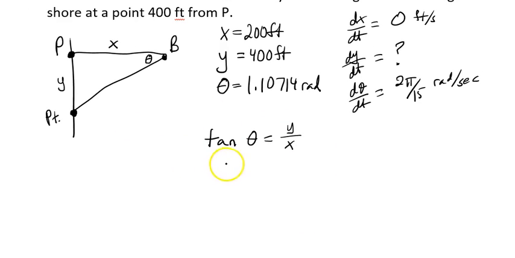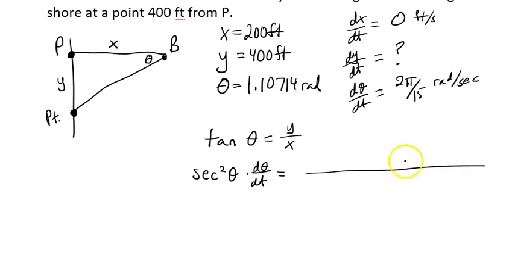So I'm going to start on the left. The derivative of tangent is secant squared. And I'm doing a chain rule, so times dθ/dt. And then on the right side, I'm doing a quotient rule, so the bottom times the derivative of the top minus the top times the derivative of the bottom, all over the bottom squared. And so then I have everything to plug in except that dy/dt.